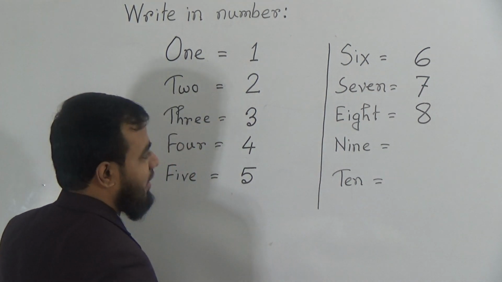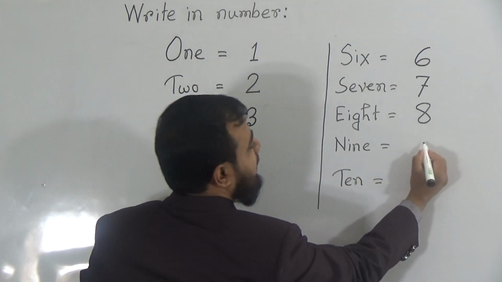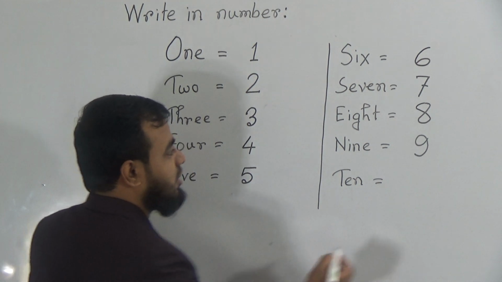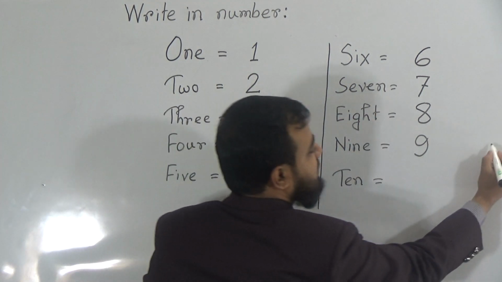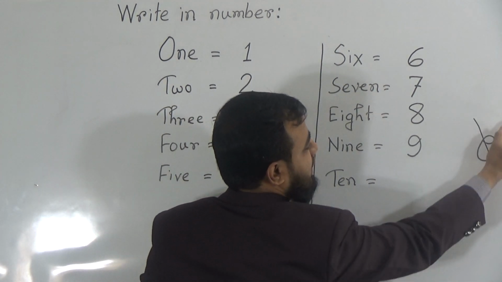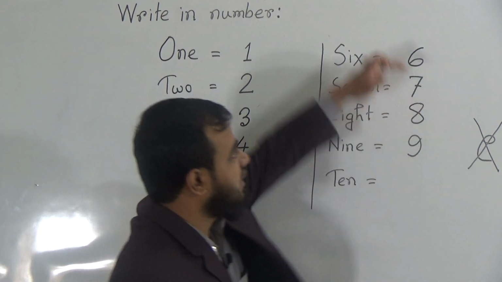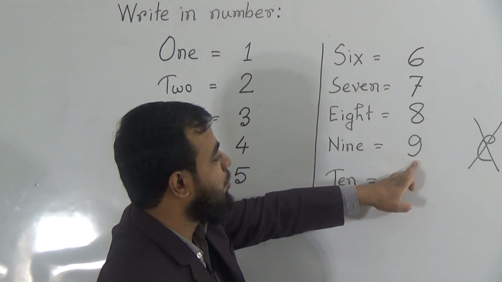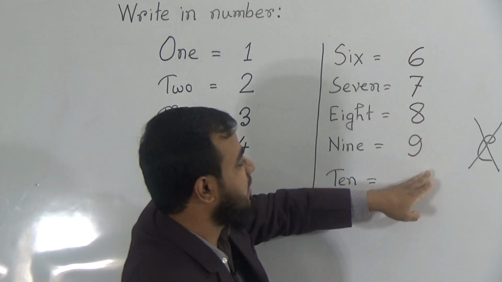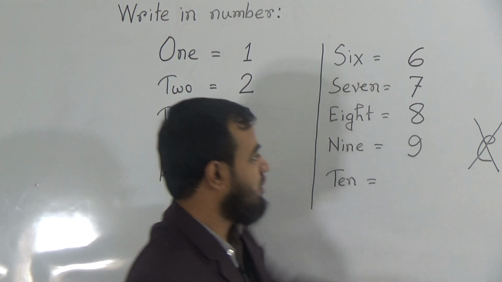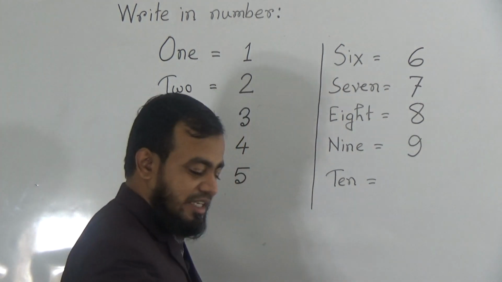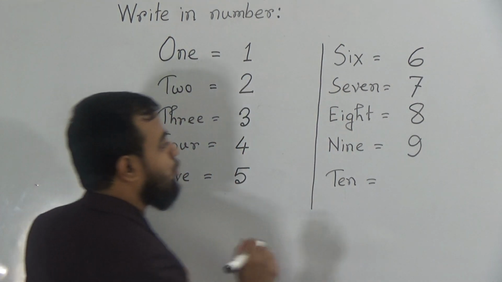After 8, we have the number 9. 9 can be written down like this. Some students make a mistake writing 9 and 6. Some students write 9 like this. This is not number 9. This is the wrong process. When we write number 6 and number 9, we need to keep more patience, because 6 is like this and 9 is like this, not like this one. This is the wrong number. I hope you have understood, dear students. When we write 6 and 9, we need more patience.